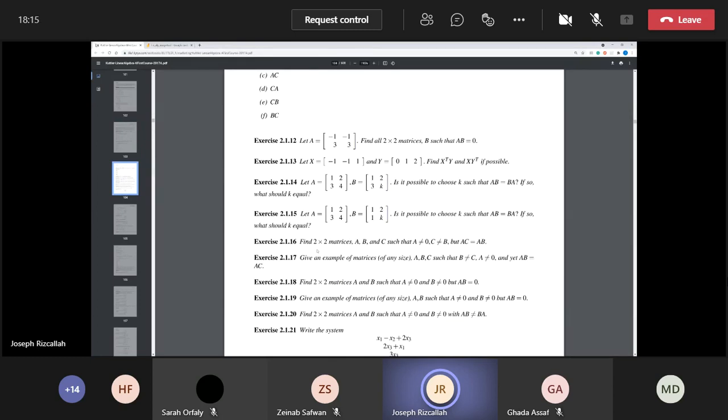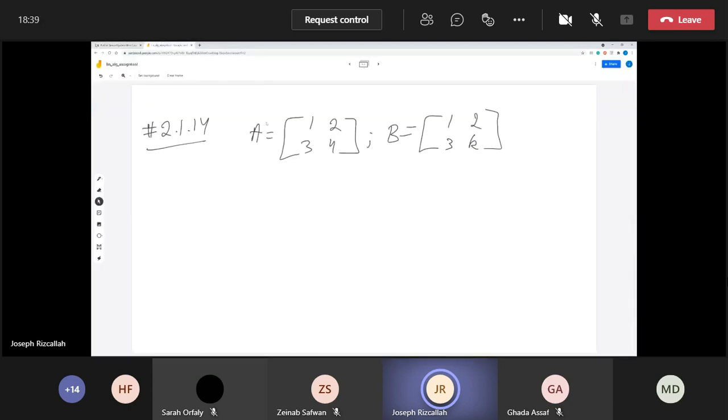Okay, so this is number 2.1.14, and we are given A, the matrix A, 1, 2, 3, 4, and the matrix B, which is 1, 2, 3, K. And we need to check whether there is such a K such that AB is equal to BA. So I need to find the matrix AB, and then find the matrix BA, equate the two, and try to solve for a value of K, if possible.